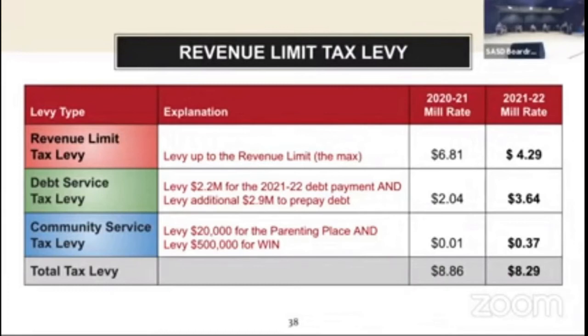That being said, the numbers that I have proposed for the debt service levy and the community service levy are kind of a starting point for discussion. If you're comfortable with that, that's fine, but we can definitely move some of those numbers around too, should the board choose.